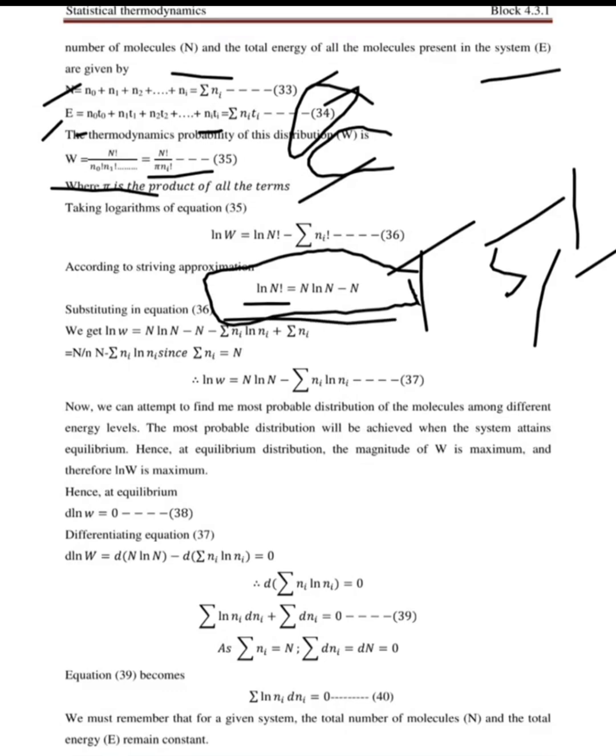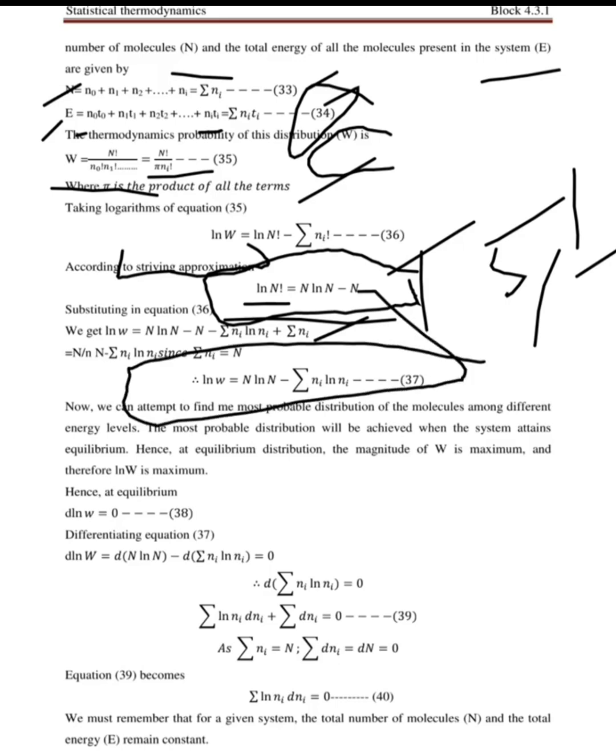Now it is discussed in the previous class. So substituting that in equation 36, the Stirling approximation, we'll get ln of W is equal to N ln of N minus N minus summation of ni ln of ni plus summation of ni. So from that we are going to get equation 37.